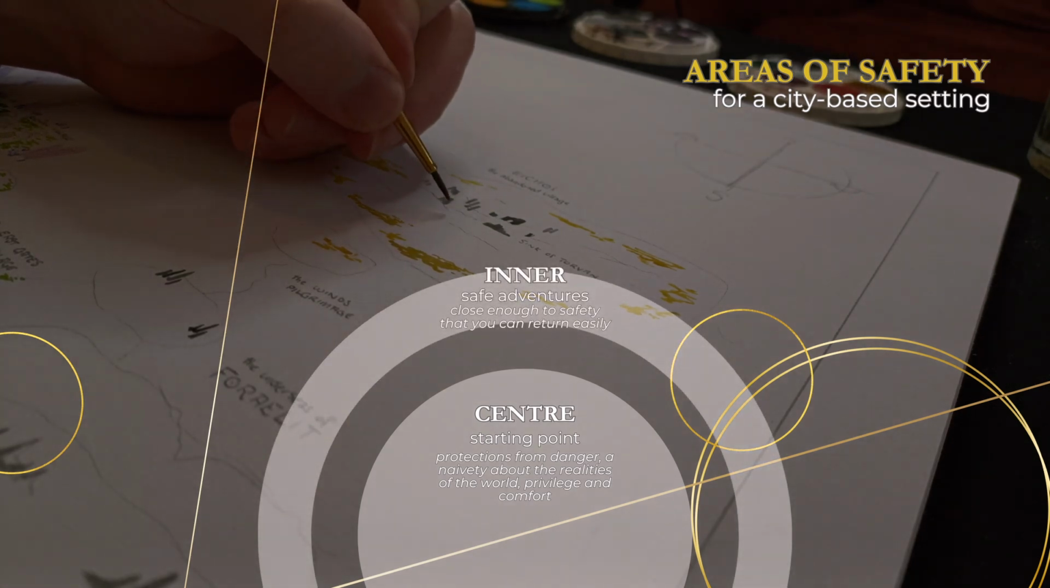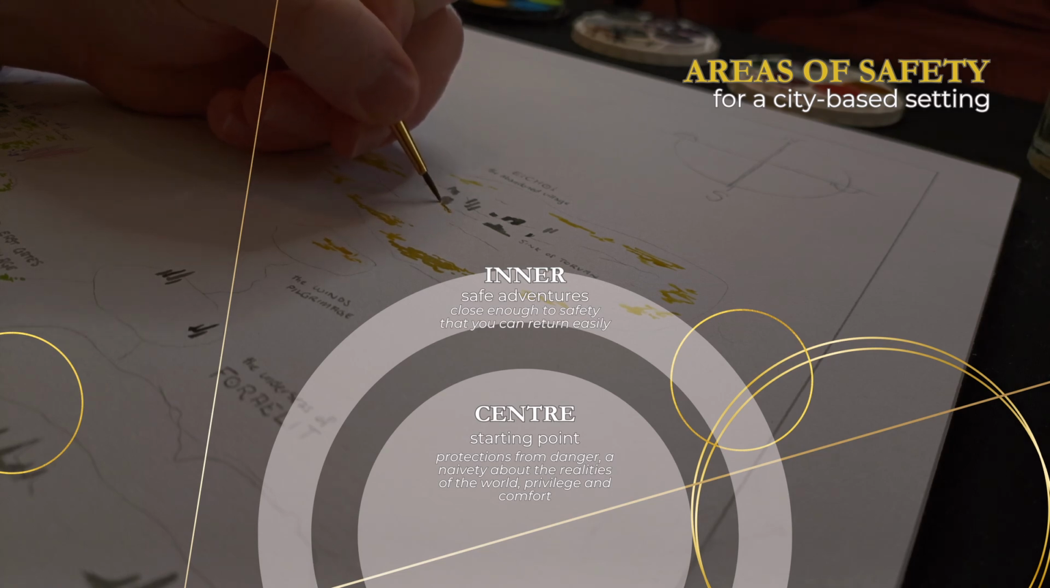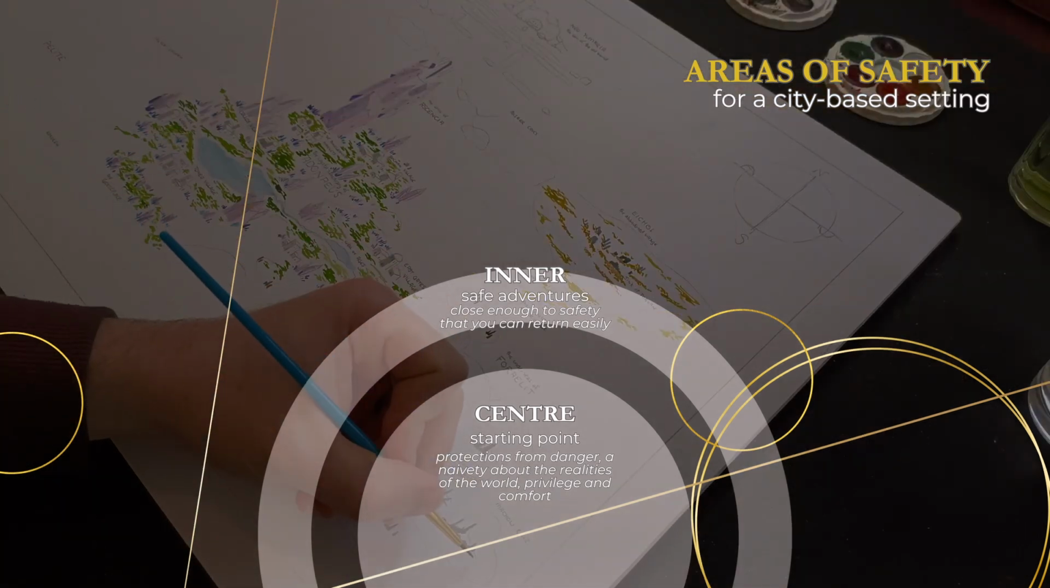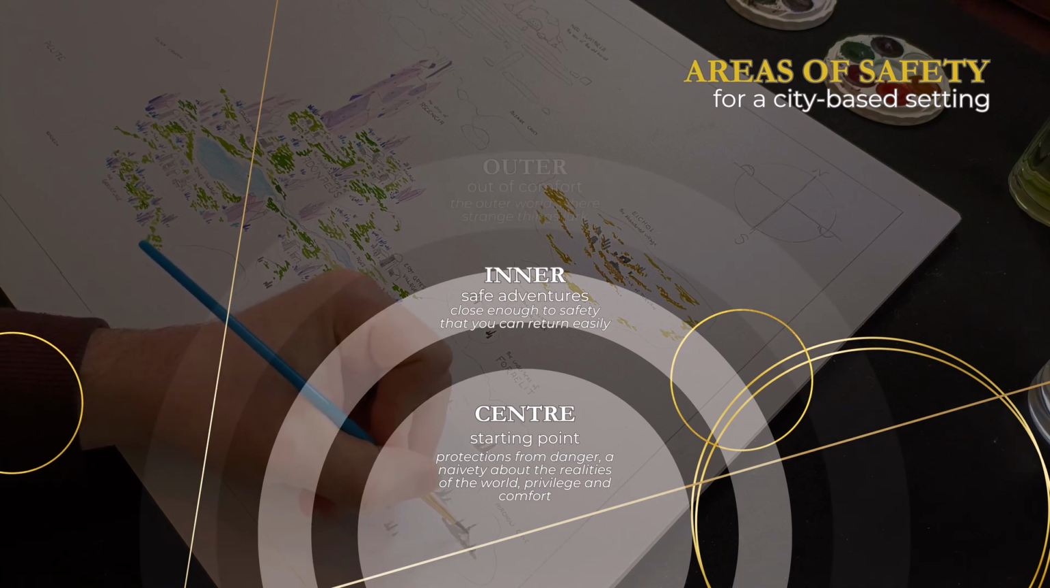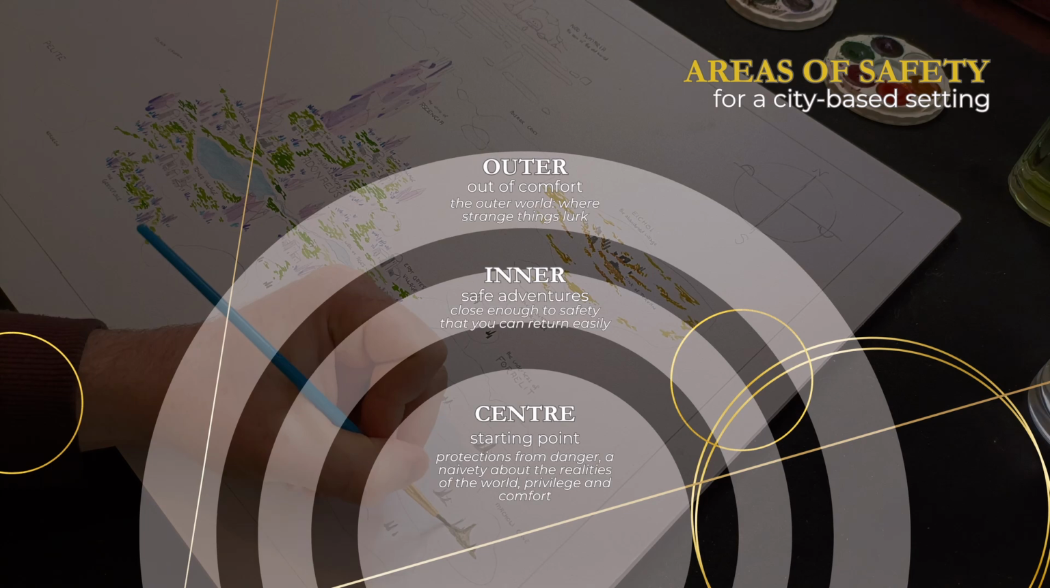And in this case, those are the caverns to either side of Adonaeus, which have threats. Yes, they're dangerous, but they're not overwhelmingly dangerous. That is reserved for the outer ring, where the strange things lurk.